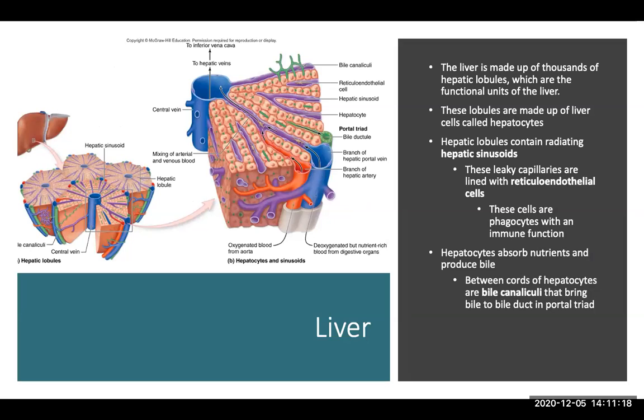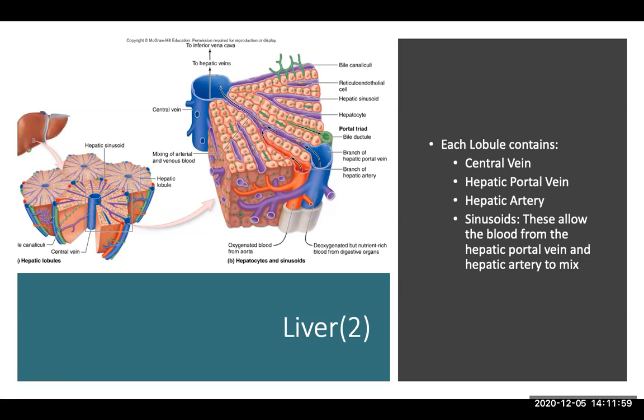The liver is made up of thousands of hepatic lobules, which are functional units of the liver, and the lobules are made up of hepatocytes, which are liver cells. Hepatic lobules contain radiating hepatic sinusoids, which are leaky capillaries lined with reticuloendothelial cells, which are phagocytes with an immune function to digest anything harmful. Hepatocytes absorb nutrients and produce bile. Between cords of hepatocytes are bile canaliculi, in green, that bring bile to the bile duct in the portal triad to eventually bring the bile out of the liver.